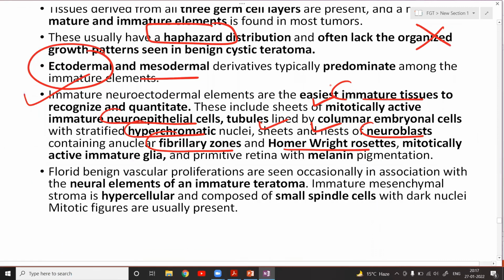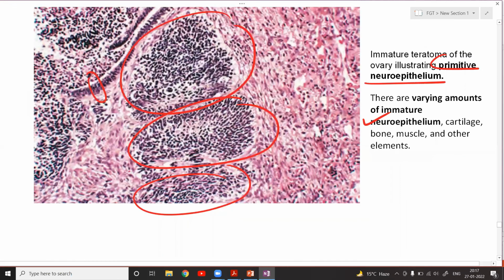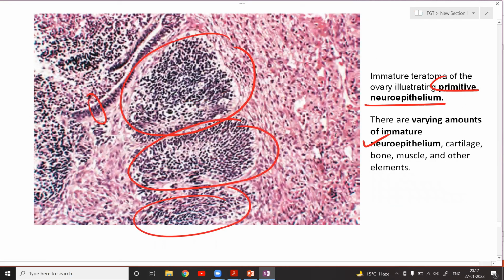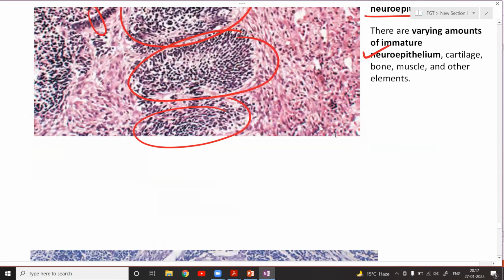So you can see mitotically active immature neuroepithelial cells. You can see tubules lined by columnar embryonal cells with a stratified hyperchromatic nucleus, sheets and nests of neuroblasts containing fibrillary zones and Homer Wright rosettes, mitotically active immature glial cells, as well as melanin pigmentation. So this is the immature neuroepithelium that I was talking about, the primitive neuroepithelium, sheets of hyperchromatic immature neural cells.